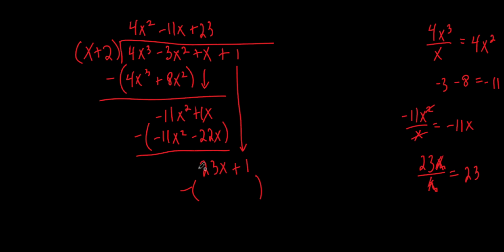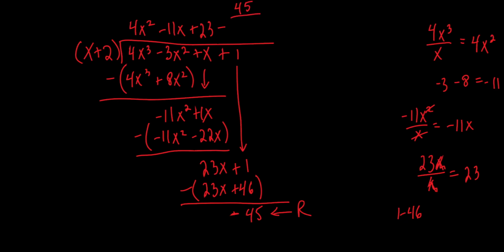So it's 23 times x, which is 23x. 23 times 2, which is 46. They're both positive, so plus 46. Let's subtract. 23x minus 23x is 0. 1 minus 46. What's 1 minus 46? Good. Negative 45. So it's negative 45. This is my remainder. So I'm going to put a minus, and then how do I write the remainder? I put 45 over whatever I'm dividing by, which is x plus 2. That is your answer.